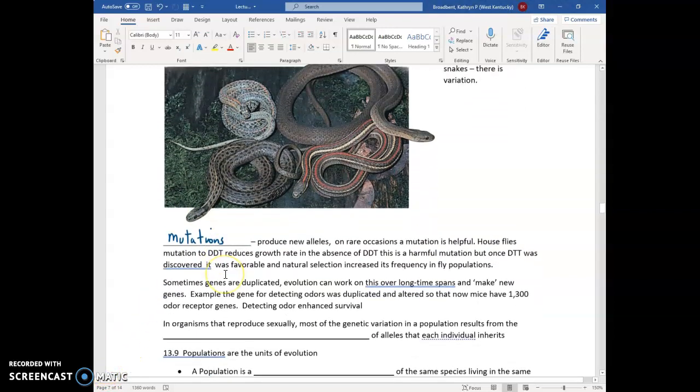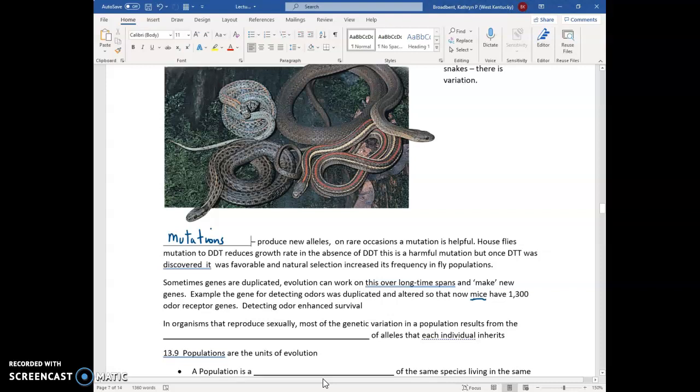Sometimes a mutation causes a gene to be duplicated. Evolution can then work on this over long time spans and make new genes. For example, the gene for detecting odors was duplicated and then altered, so that one single gene now became over 1,300 genes. So odor detection was going to be very important in mice, so they could smell things in the dark, I guess. And so having an extra odor detector really helped them out. And so that gene was propagated through the population.